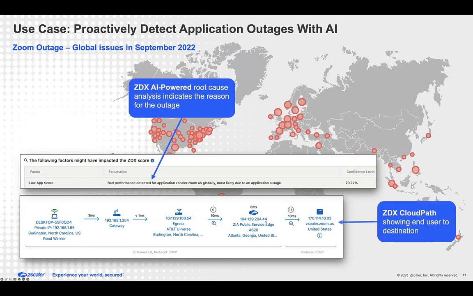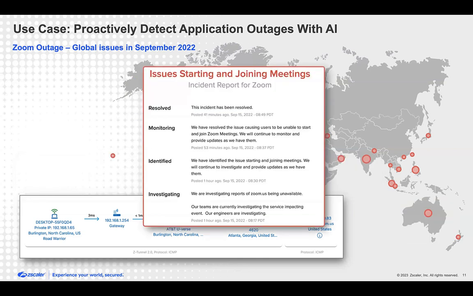Later on, we also looked at our network path, and it showed the end user that they were able to reach their destination. It was something up with their web performance itself. After a while, when Zoom was able to resolve the issue, they updated their status page. They reported it at 8:17, whereas we were able to detect the outage right at 7:55 a.m. when it started. So that was the power of ZDX installed within your organization.